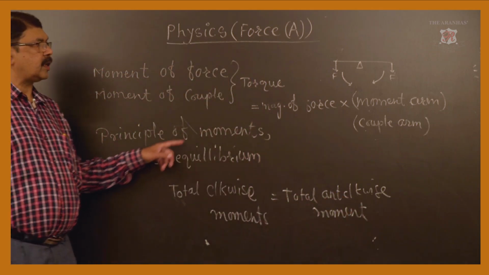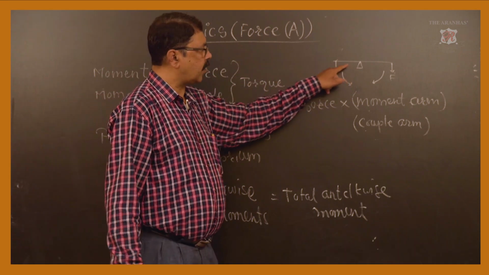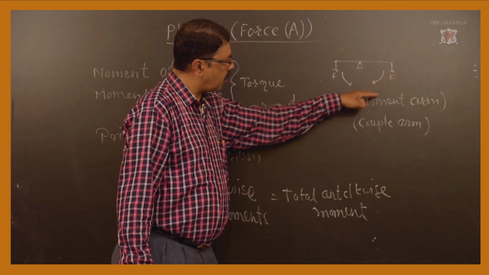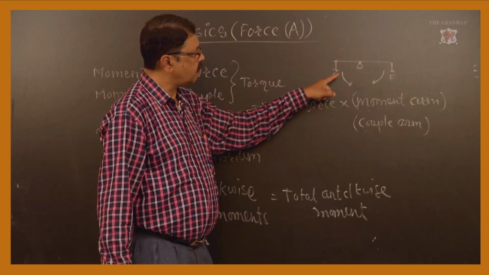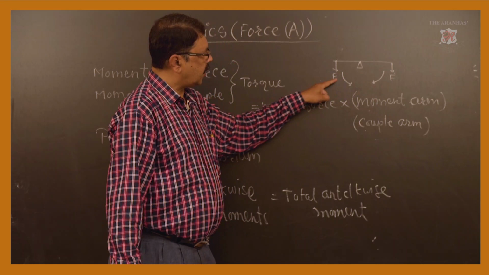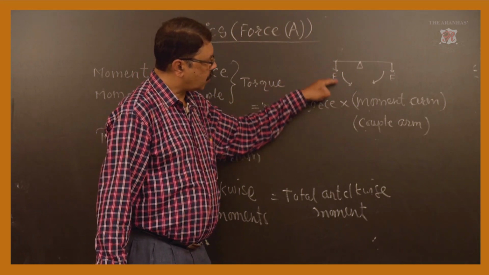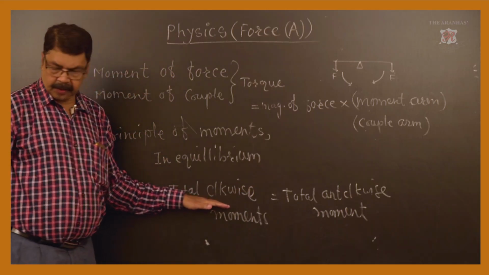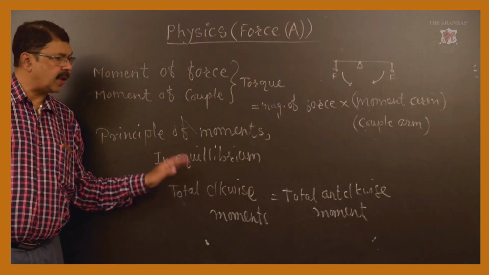If a body is in equilibrium like this, then the total clockwise moments, this is going to produce the motion of rod in clockwise sense. So, total clockwise moments are always equal to total anti-clockwise moments. Based on this principle, we have to solve few numericals.